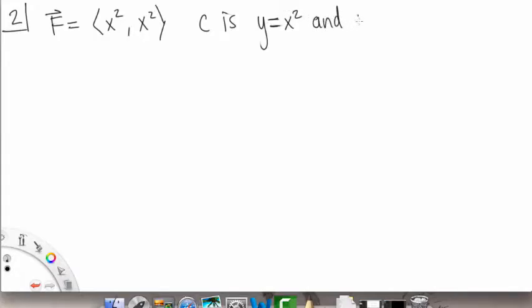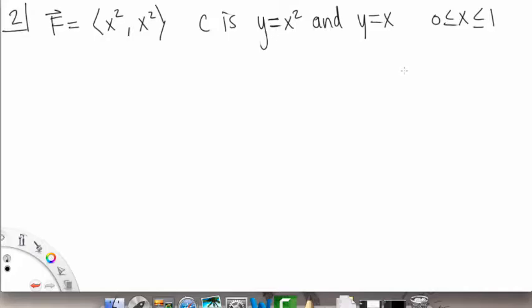Okay, so problem number 2. What we're given is the following vector field. So F is equal to x squared, comma, x squared. And our given curve is bound by y equals x squared and y equals x, as x goes from 0 to 1.